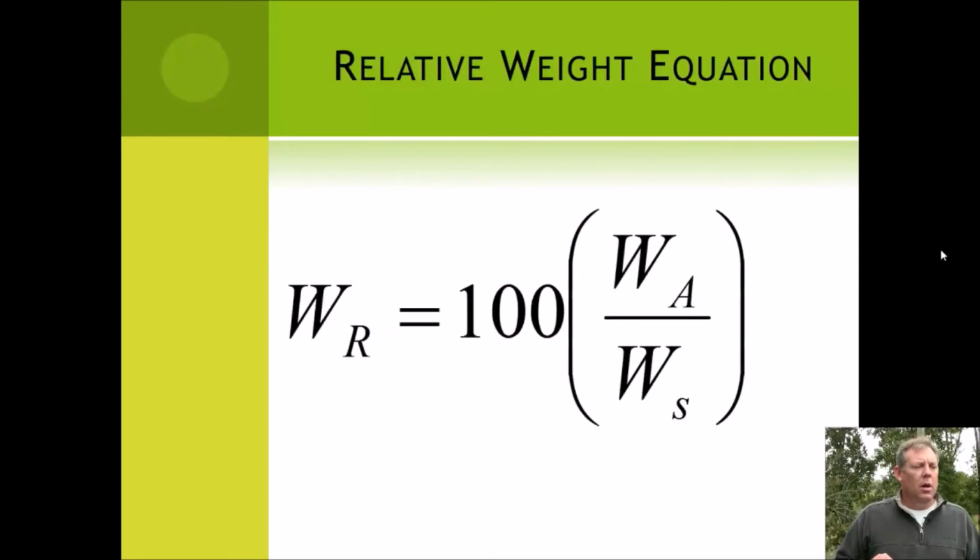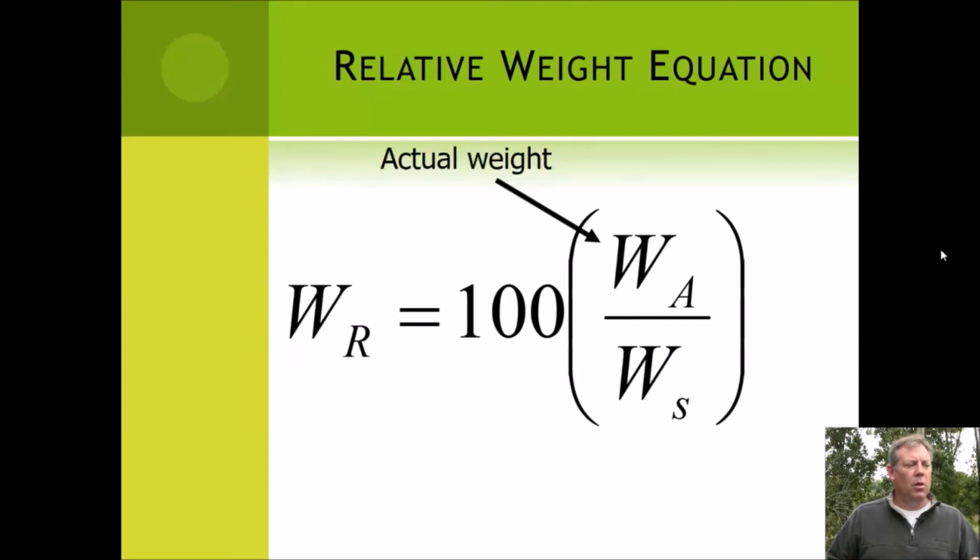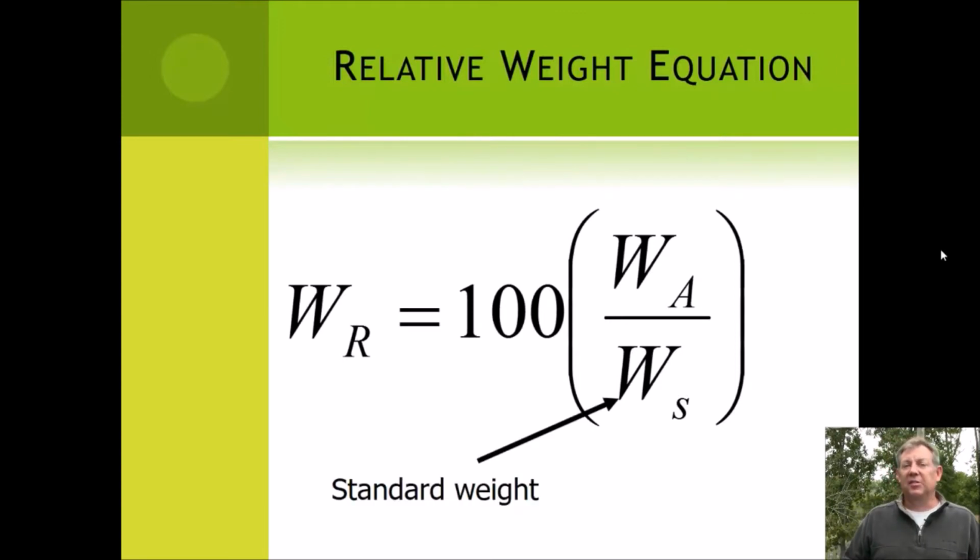So let's see how we're going to calculate some of these. I showed you how to calculate the standard weight for any length, but we want the relative weight for each fish. And here is the equation for the relative weight. So W sub R is the relative weight. This is the actual index of condition. W sub A is the actual weight of the fish. And of course, W sub S is the standard weight that we just got from the equation.